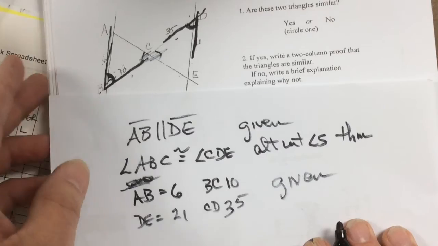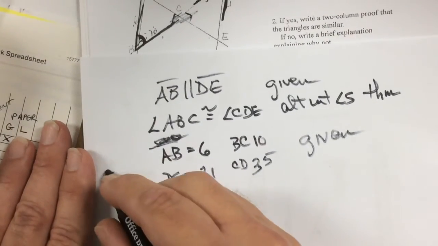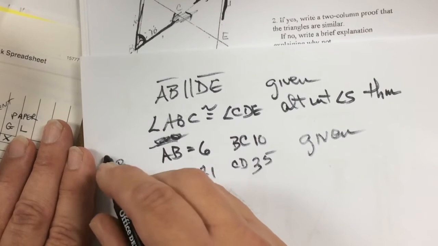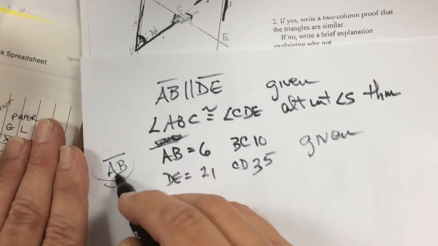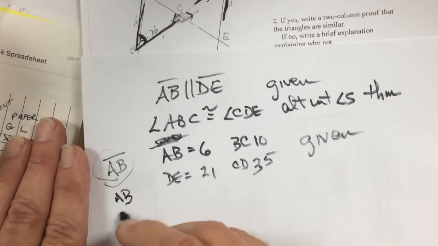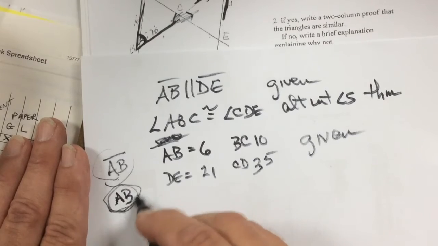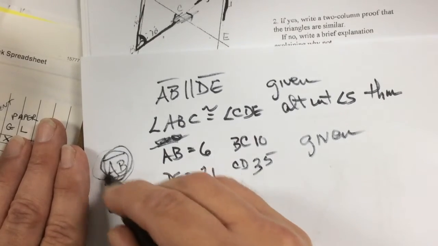Why don't you add the line over? Here's the thing. When you put the line over it, you're talking about the segment. When you don't have the little hat on it, you're talking about the side length. So this actually is a number, and this is a drawing.